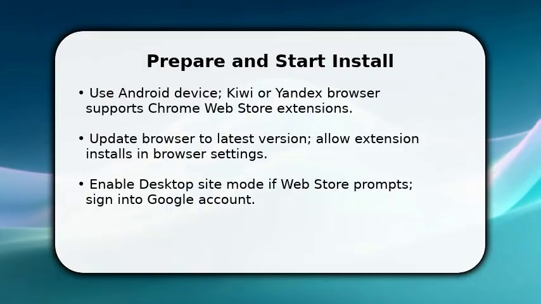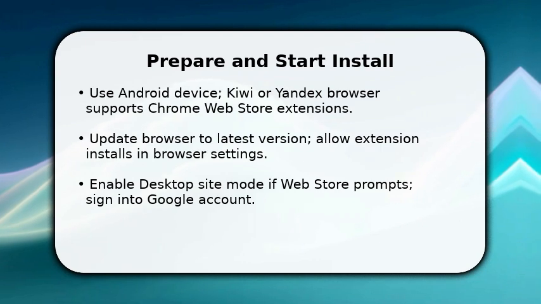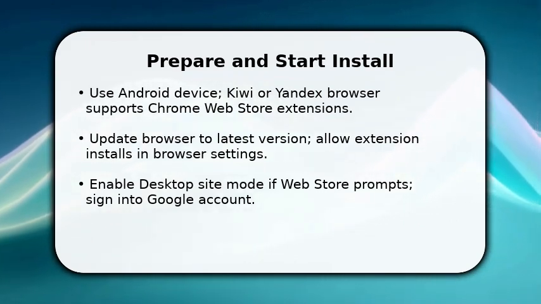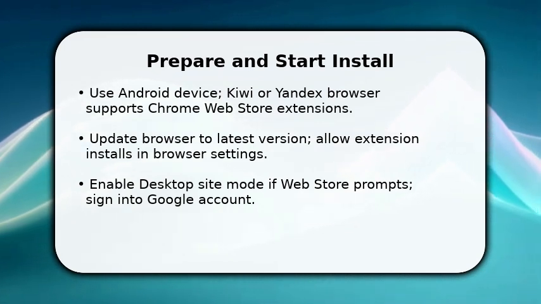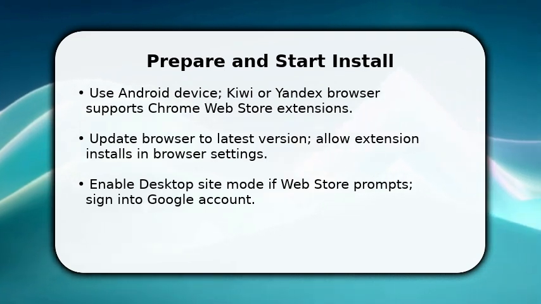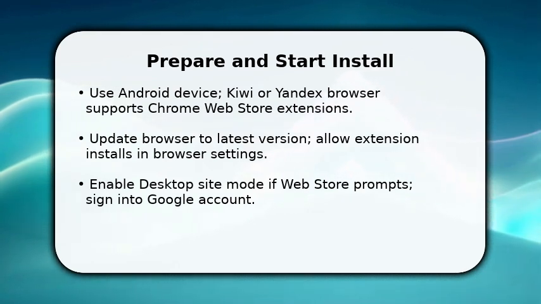You'll need an Android phone and a Chromium-based browser that supports extensions, like Kiwi. Once installed, open the browser and update it to the latest release, then sign into your Google account. Next, enable Desktop Site for the Browser tab so the Chrome Web Store displays normally. Once done, navigate to the Chrome Web Store, search the extension name, and prepare to add it.